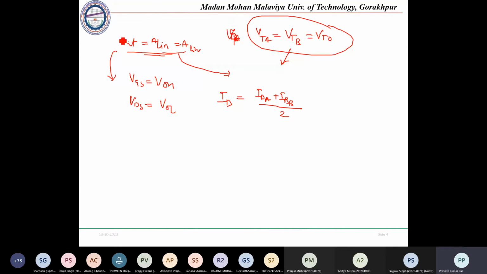So this ID is saturation, this is linear, this is linear. Whatever IDs are there, these are the same. So if A and B are the same, that means the current will be divided in half. Or we can say both are added and divided by 2, which equals the ID that is flowing through the load 1. So this could be the case.